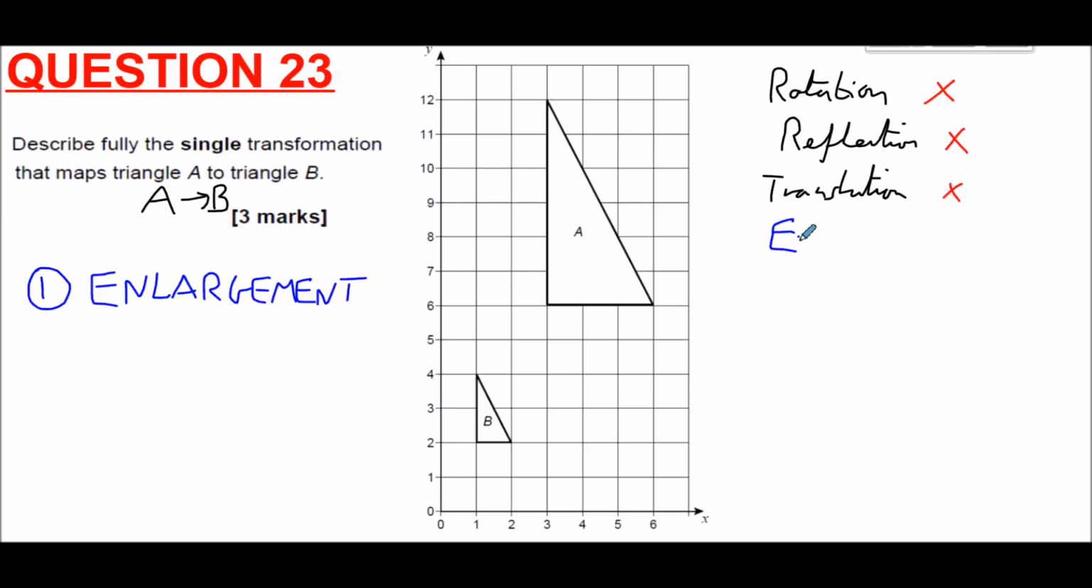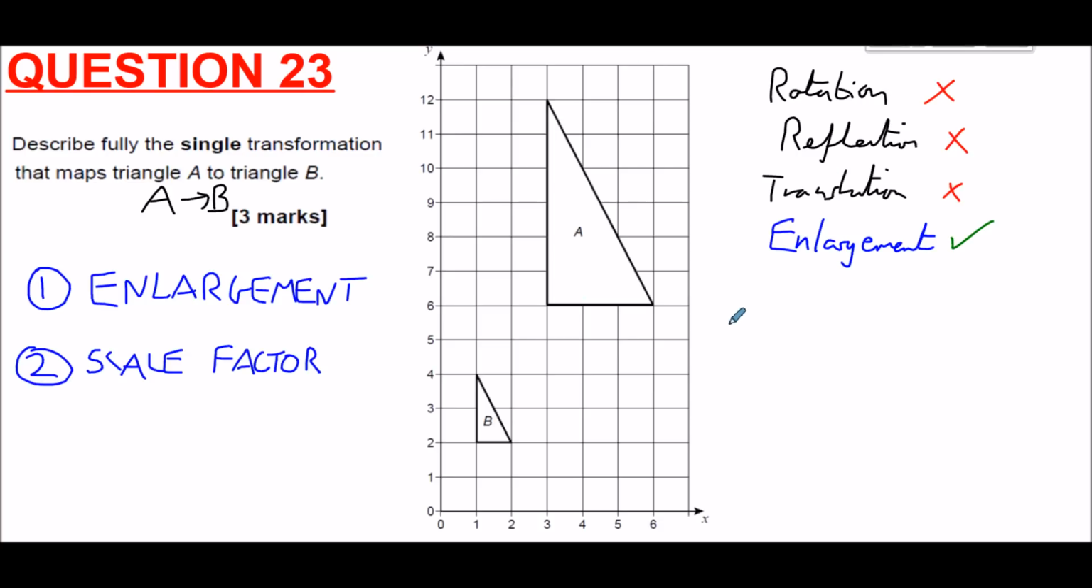So because it's an enlargement, I'll just put it here. There's only ever 4 types of transformation you'll be asked. It is an enlargement. So for your first mark, just write down the word enlargement. The second mark will be for saying the scale factor of the enlargement. Now this one here, the triangle's actually got smaller. It's gone from a bigger triangle to a smaller one.